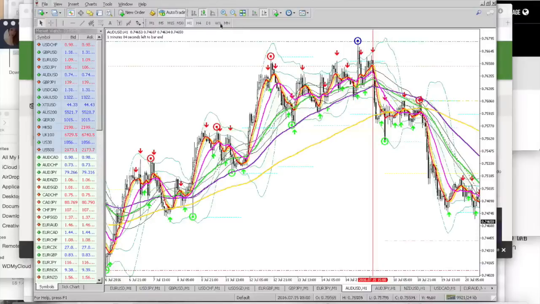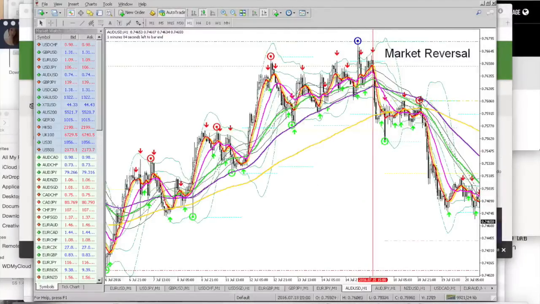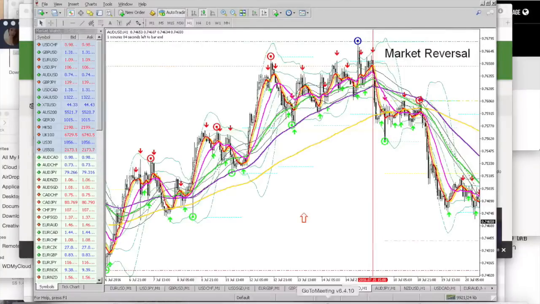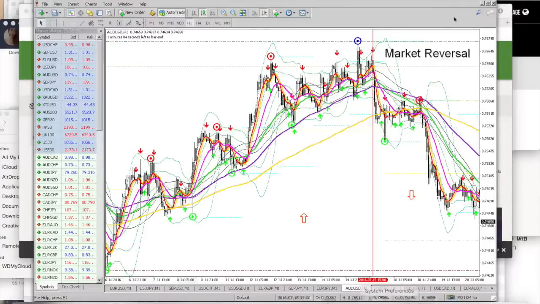So this is an actual reversal. What does this mark out? Market reversal. Ta-da! This is a market reversal, where it's previously been going up, and now it is going down.